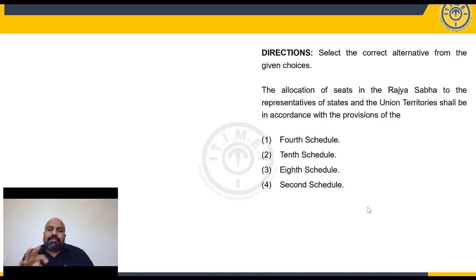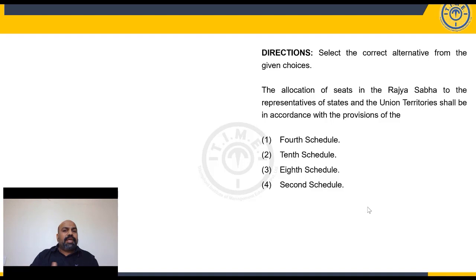Fifth is about provisions concerning governance of scheduled areas and tribes, except in the states of Assam, Meghalaya, Tripura and Mizoram. A lot of states in India have tribal populations, so these areas have been marked as scheduled areas. For governance of these places there are special provisions, and schedule 5 talks of these provisions. They shall not be applicable to the states of Assam, Meghalaya, Tripura and Mizoram.